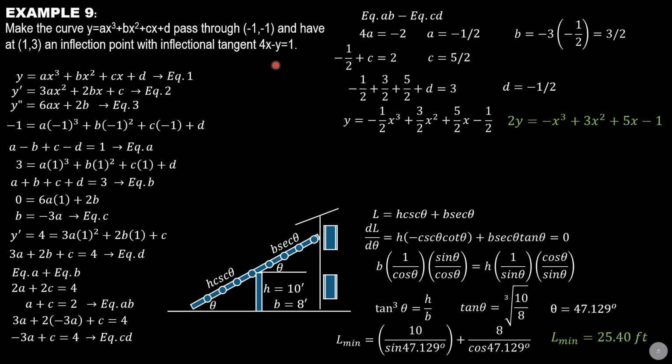Then finally, y prime is 4, the slope of this line is 4, the slope of the tangent is also 4. Into equation 2, y prime 4 equals 3a times 1 squared plus 2b times 1 plus c. So 3a plus 2b plus c equals 4, call that equation D.